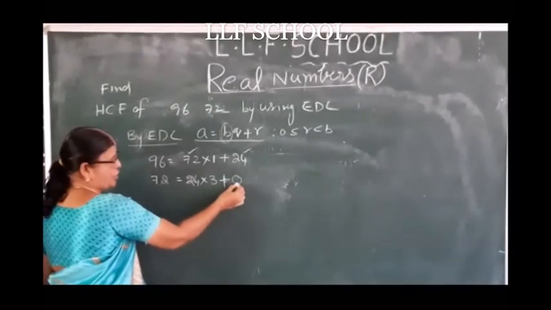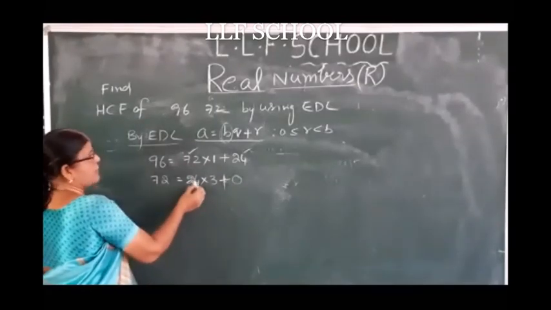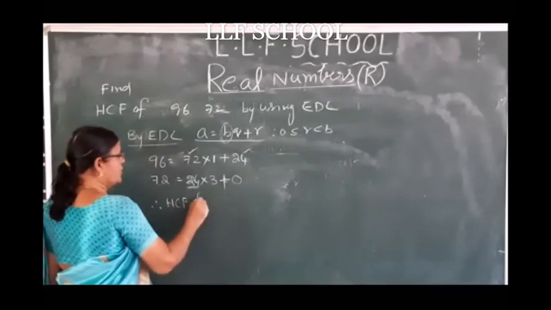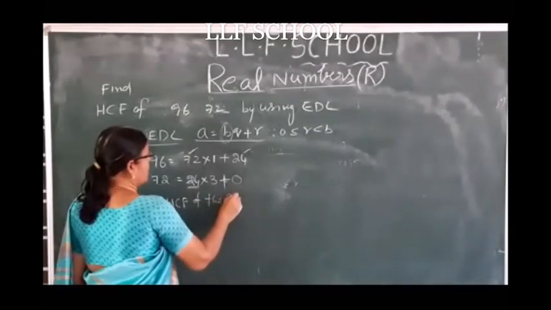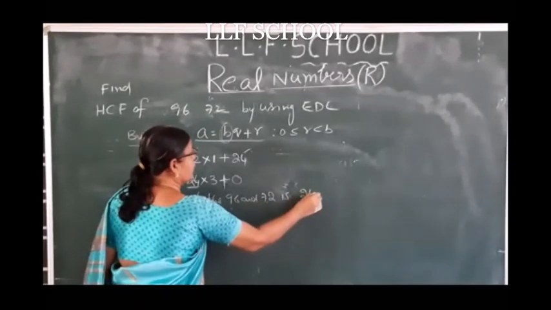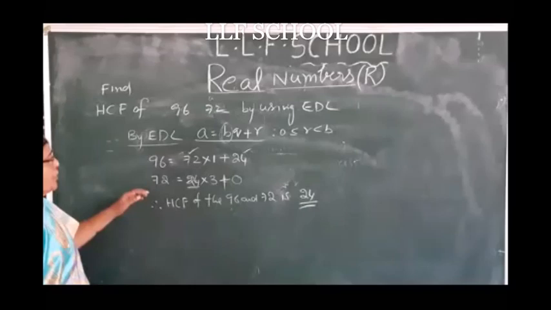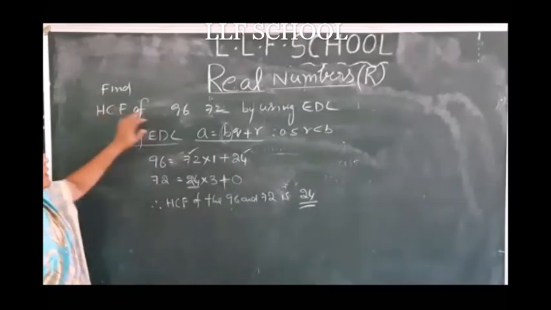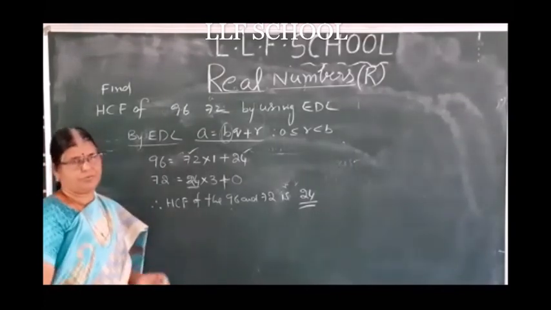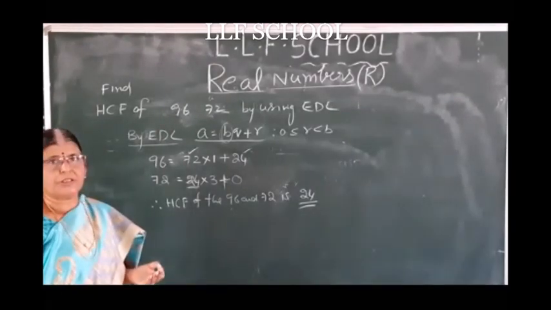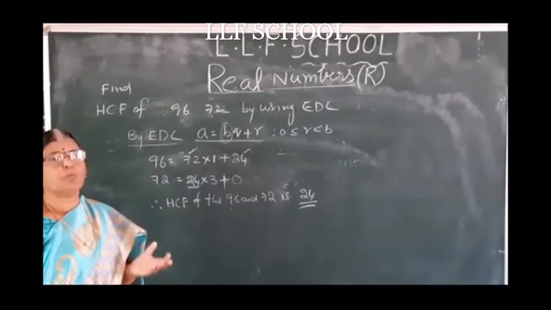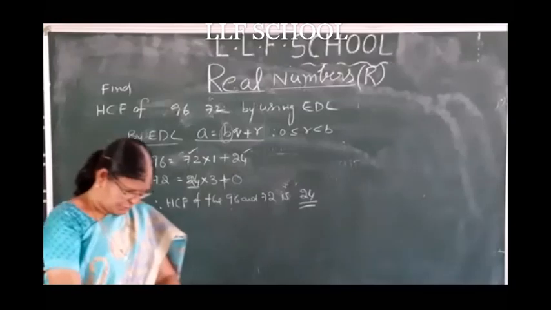When remainder is 0, the divisor is the HCF of the two numbers. Therefore, HCF of 96 and 72 is just 24. It is the highest common factor for 96 and 72. Do you understand? So, dear students, EDL applies to find the HCF of any two positive integers.